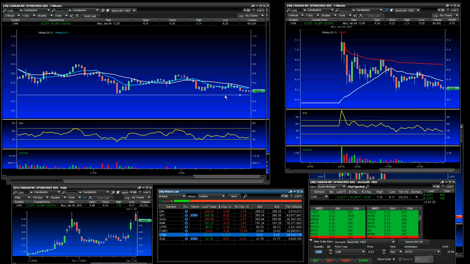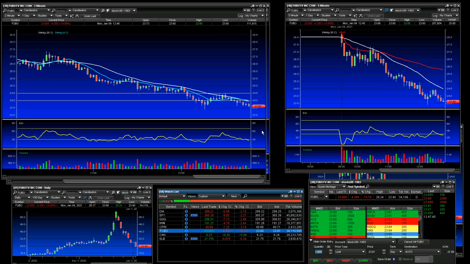CAN's not working, it's not triggered yet, but it's getting there. The market may save it with market reversals. If it doesn't, 6.15 short here. FUBO is starting to get there. We just need one more bar, one more push down to 23.50, guys. SPY is printing another red bar on the 5. Just flipped 2 minutes ago, and it's about to make another low.